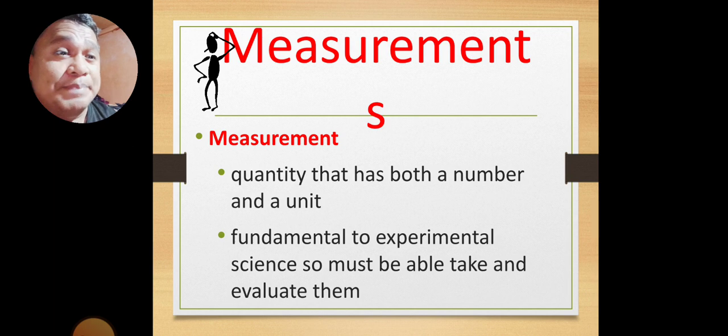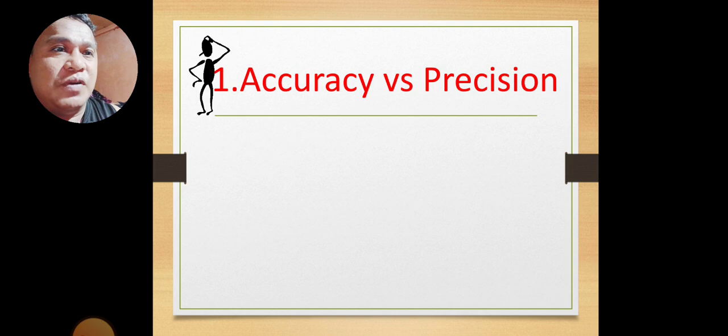Meaning to say, in every part of the experiment, you have to deal with numbers. You have to deal with measuring techniques, whether in the form of liquid, solid, and so on. Depending on its nature, we also have to use the corresponding apparatuses, for liquid, for solid, and of course for gas.